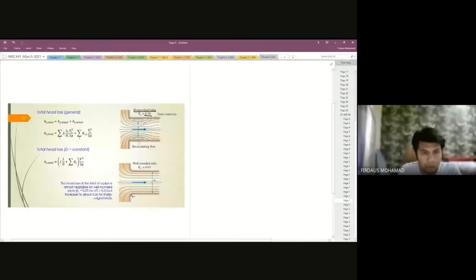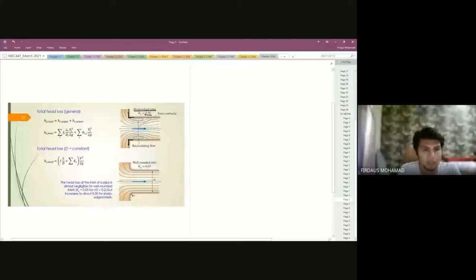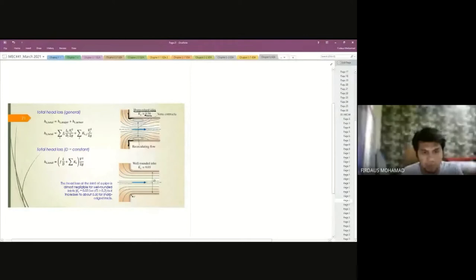You can find this from a large tank. For example, this is a large reservoir, and a pipe connecting from the large reservoir to another reservoir. So what happens at this sharp edge inlet? There will be flow separation. This one is flow separation basically.